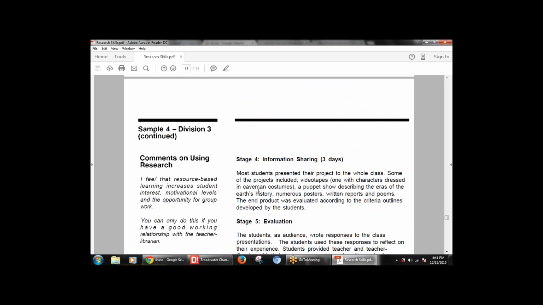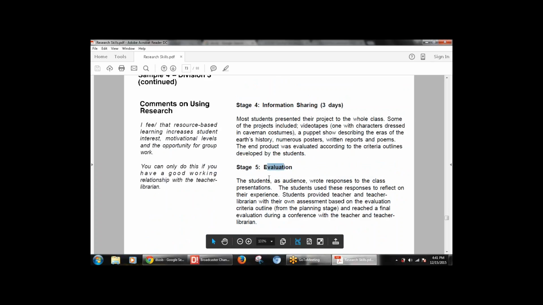After the information processing, the next part, stage number 4, is information sharing. That is how they share the information with the class by using videotapes, projectors, or a puppet show. Anything they choose, but they have to share the information. Then stage number 5 is the evaluation.